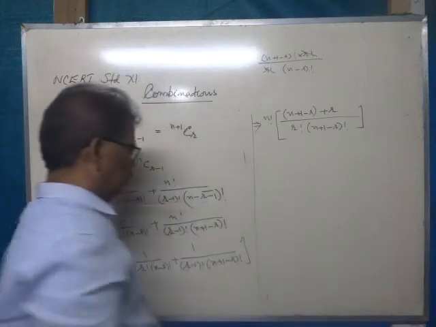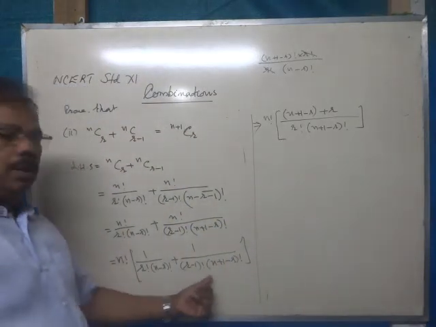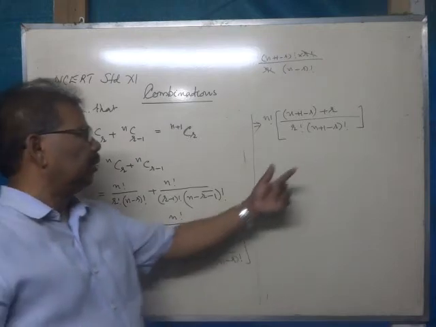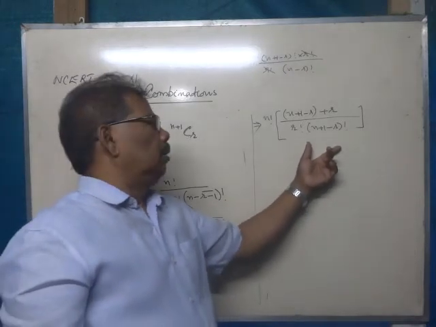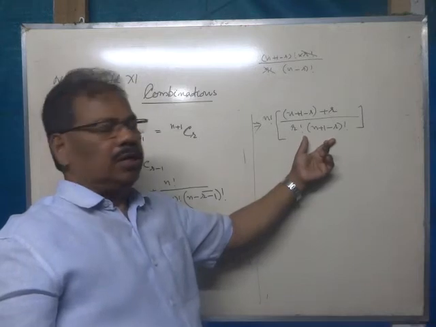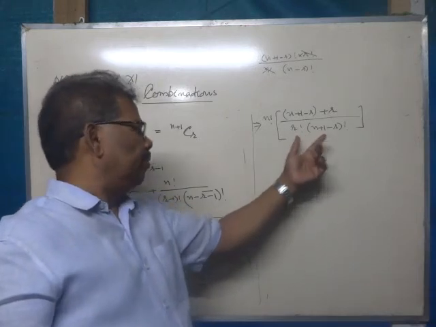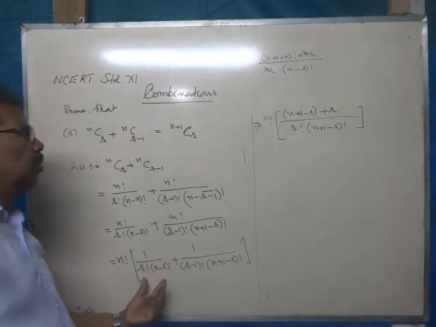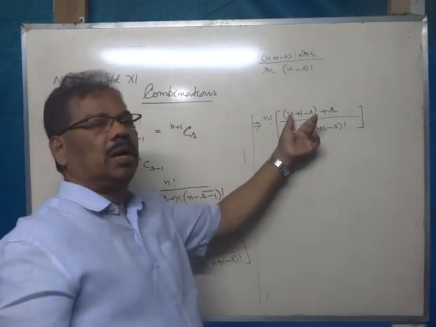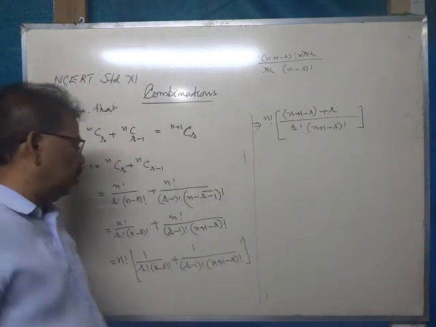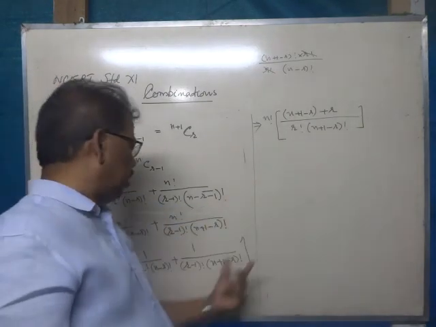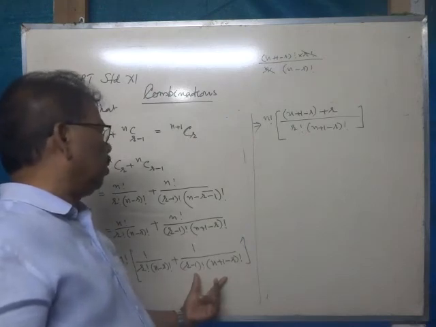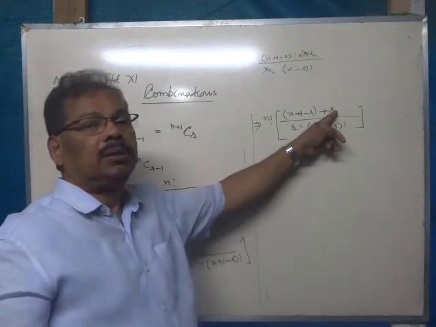See, LCM of the denominators. You have written r factorial into (n plus 1 minus r) factorial. That is the common denominator, that LCM. Now this LCM is divided by this denominator. Thereby we got the number n plus 1 minus r. And that LCM is divided by this denominator. Thereby we got the number simply r.